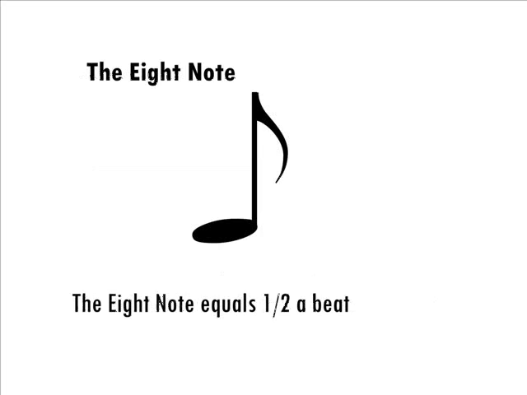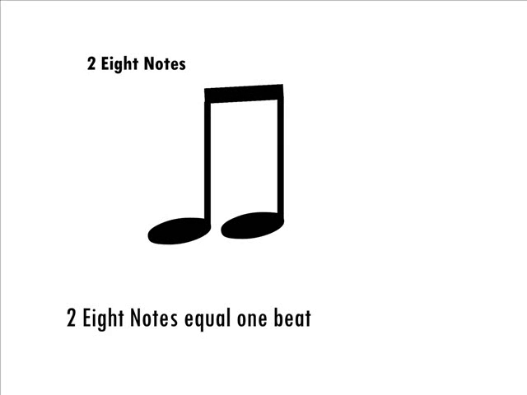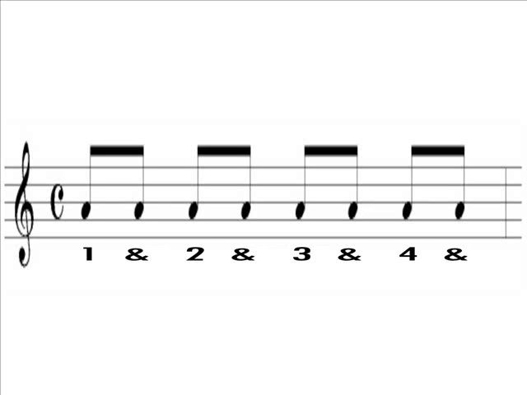Okay, now this is an eighth note. Since an eighth note is smaller than a quarter note, a single eighth note is only half a beat. Usually you pair 2 eighth notes into a single beat. You will hear 2 notes on one beat. They are exactly twice as fast as quarter notes. Here is our example of eighth notes.